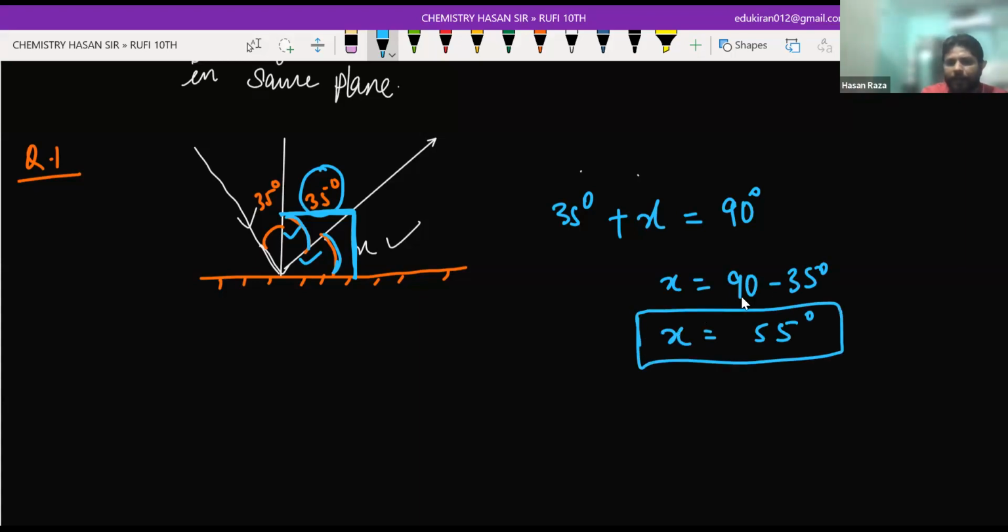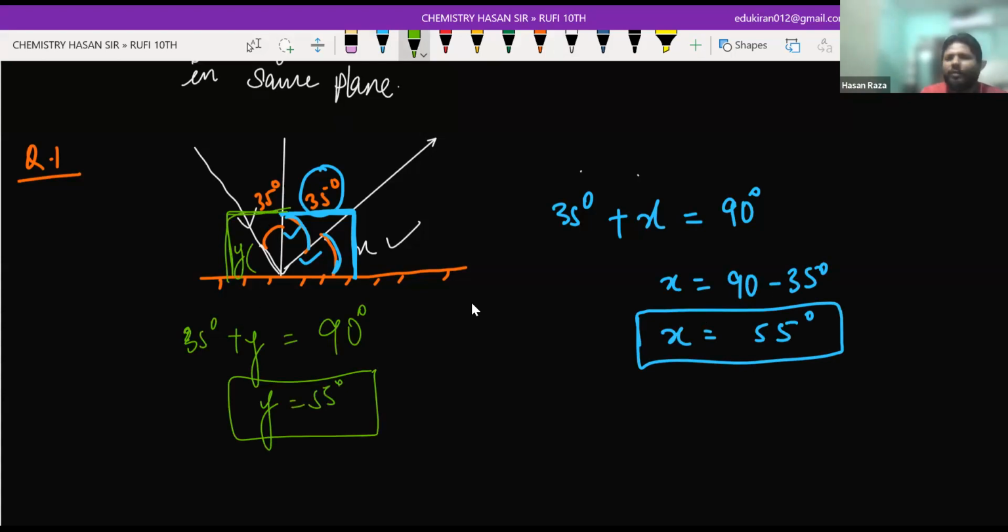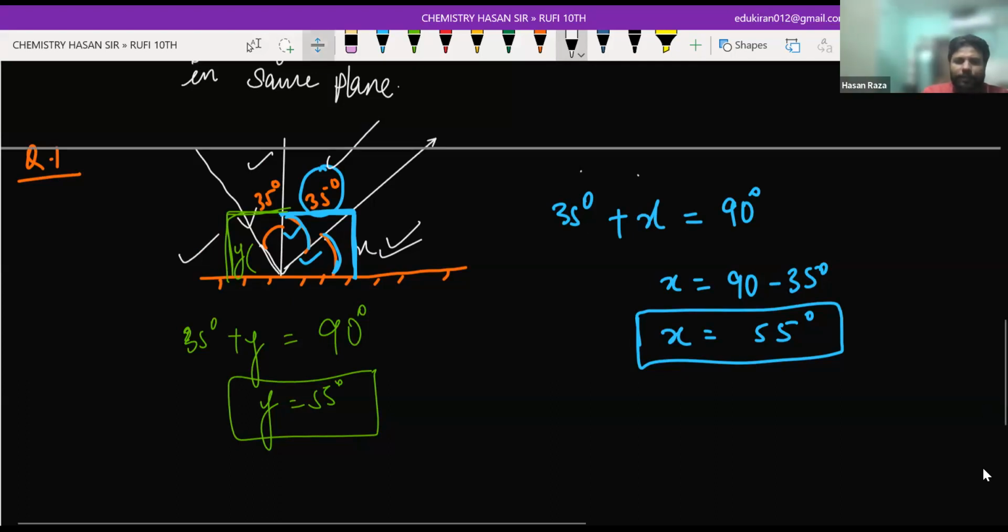Now, if you apply the same concept here, what will happen? Let's say this is your Y. So 35 degree plus Y will be equal to 90 degree. So it will be 55 degree again. So whenever you calculate the grazing angle, it will be equal because these are equally divided from 90 degree, so this will also be equally divided, right? Are you getting my point? Very good. Moving to the next question.